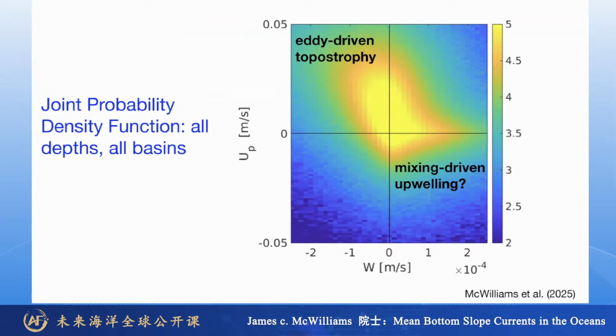So both phenomena occur. Much of this mixing-driven upwelling occurs at the edges of the basins, and although I'm not explicitly showing it, it is on the continental slope, typically around depths of about 1,000 meters, as we saw in the strip of positive W near the continental edges in the previous slide.